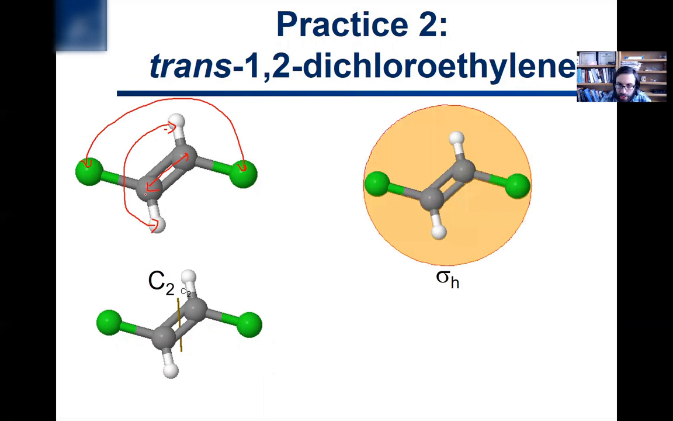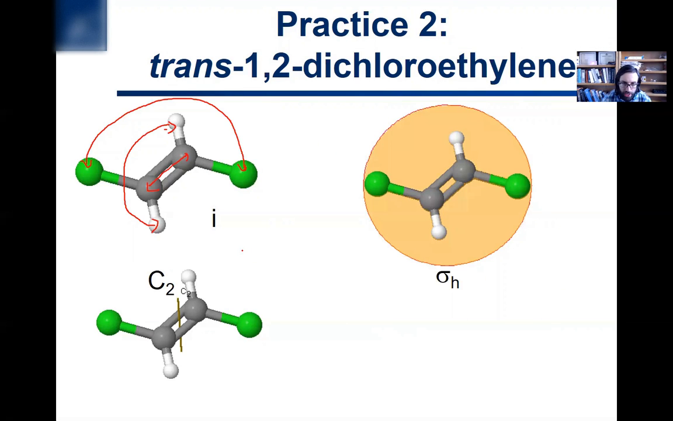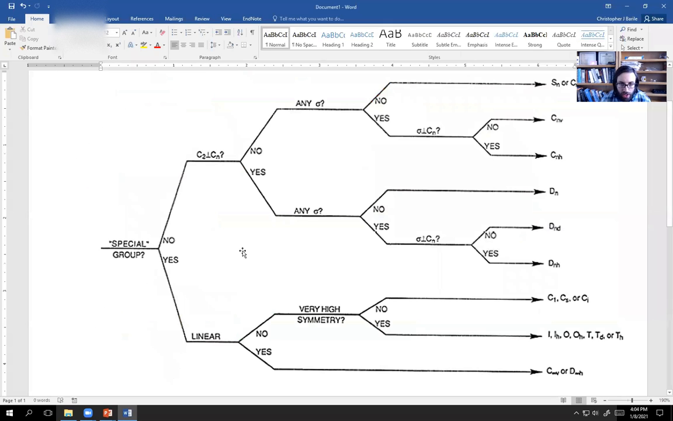As a sigma H, why is it an H? Because it's a horizontal mirror plane. It's perpendicular to the C2. It's within the plane of the molecule. And it also has an inversion, actually. But nowhere on this chart does it ask you for inversion, so you don't really need to look for inversion. So what would we do?